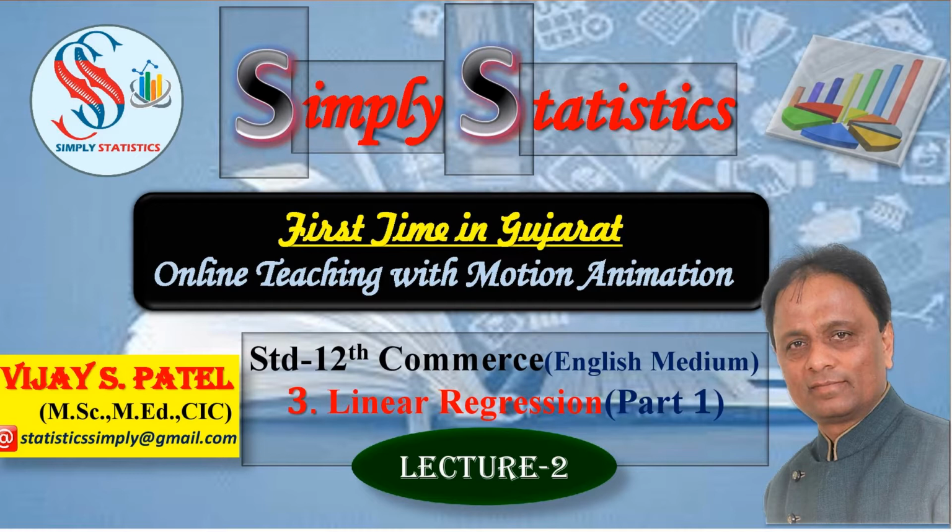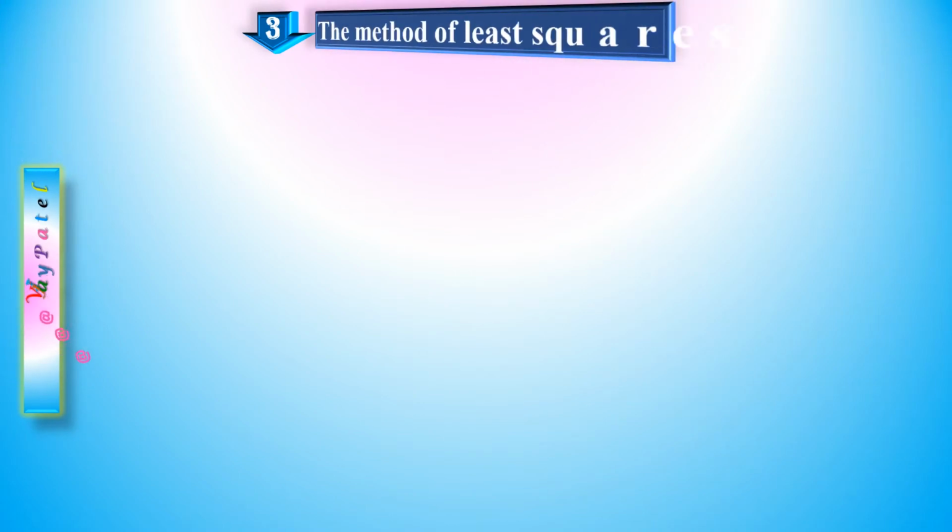In the last lecture, we discussed the linear regression model and one method of fitting a regression line, the method of scatter diagram. Today we will discuss the second method of fitting a regression line, the method of least squares and its sums. Third point of this chapter, the method of least squares.